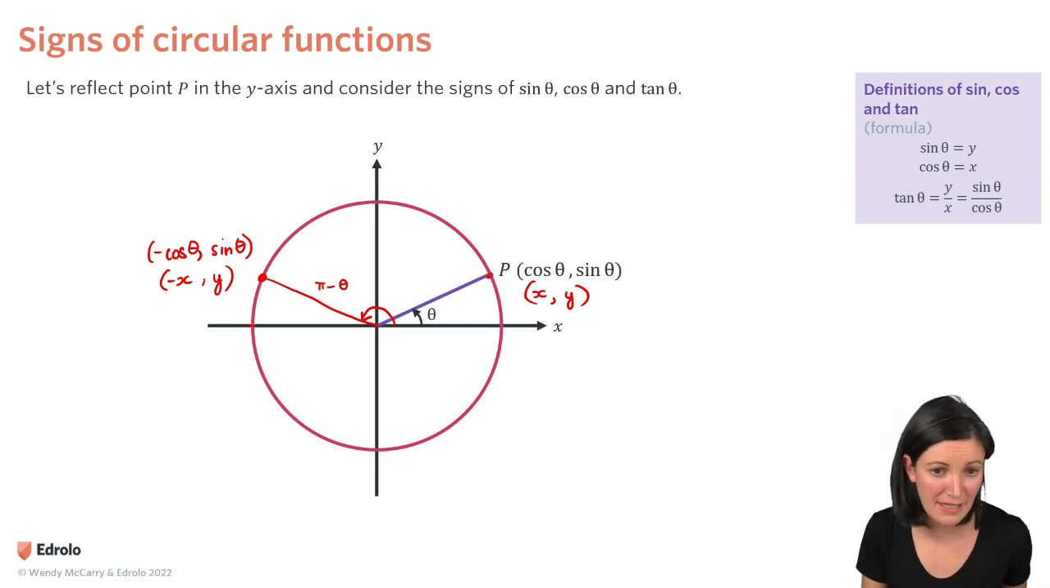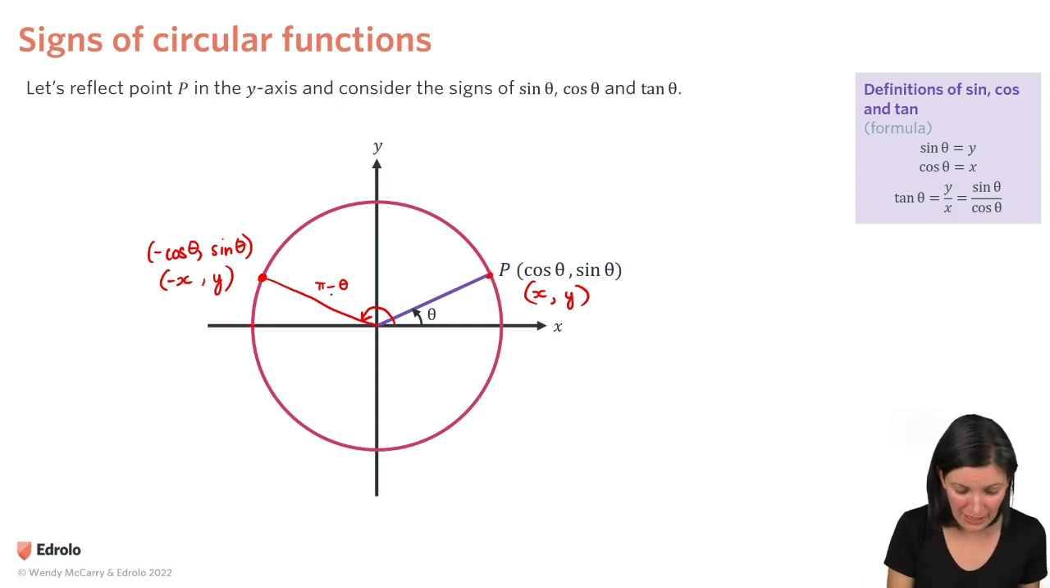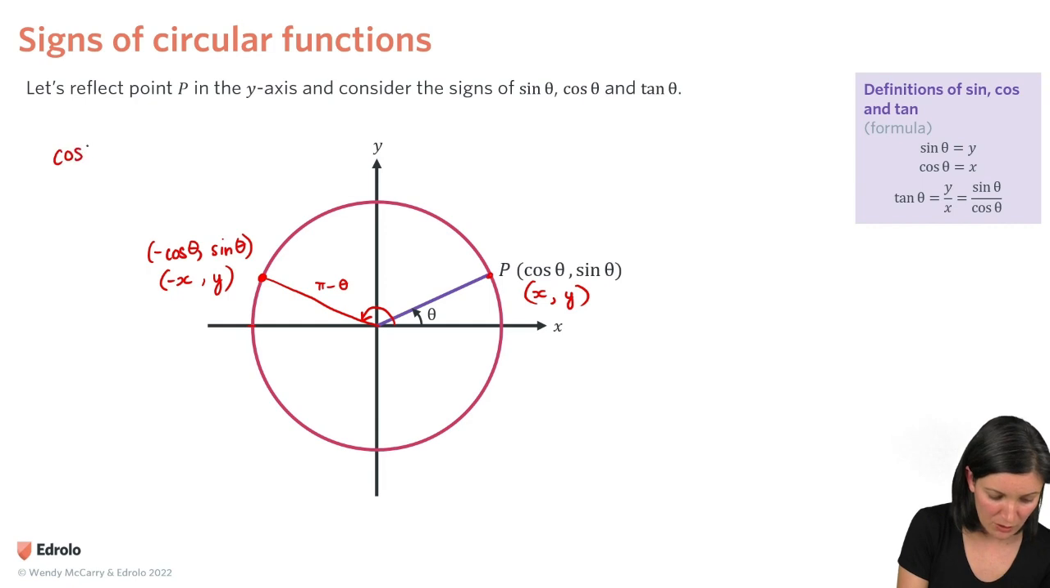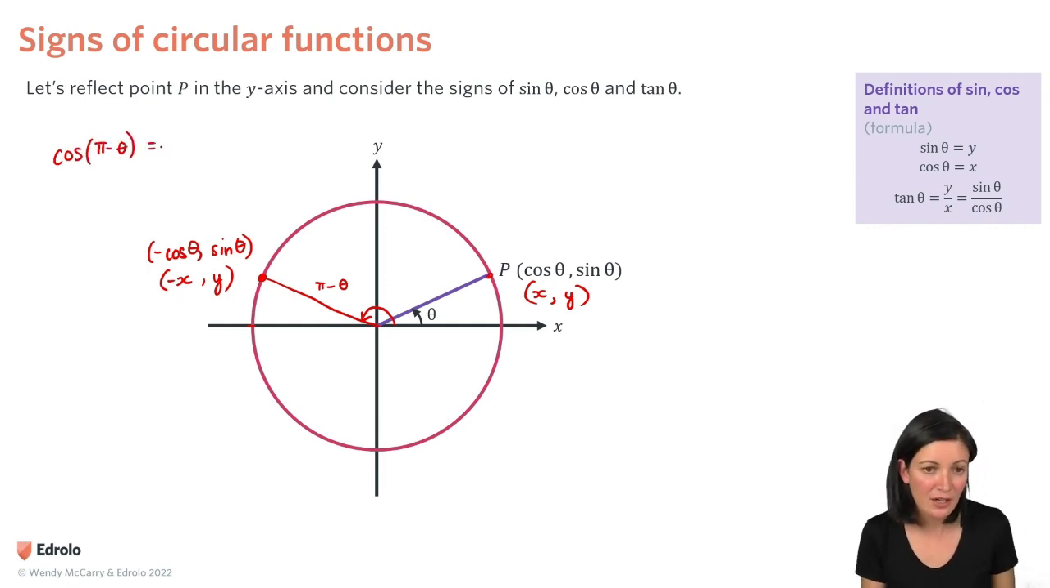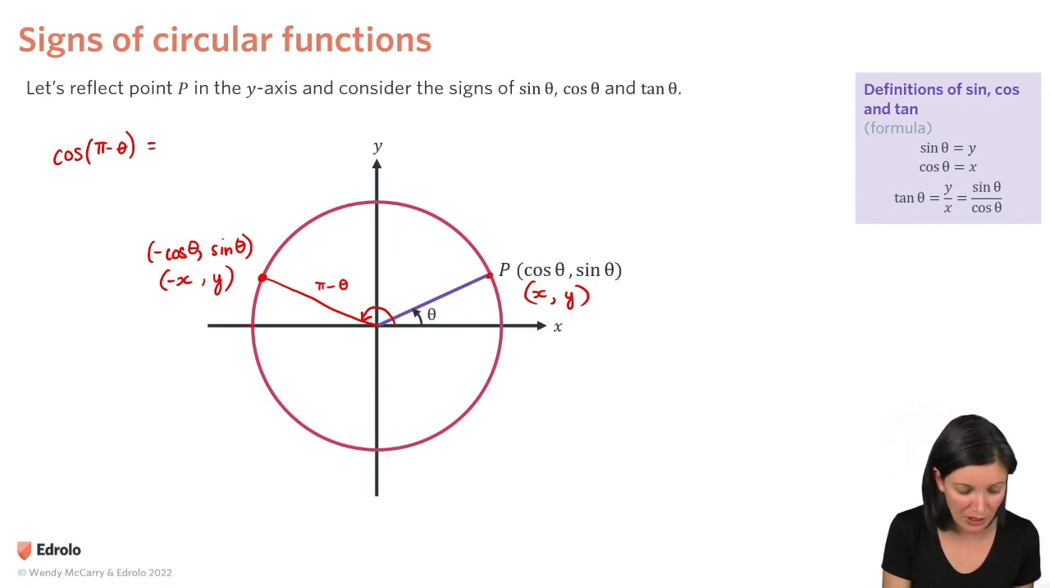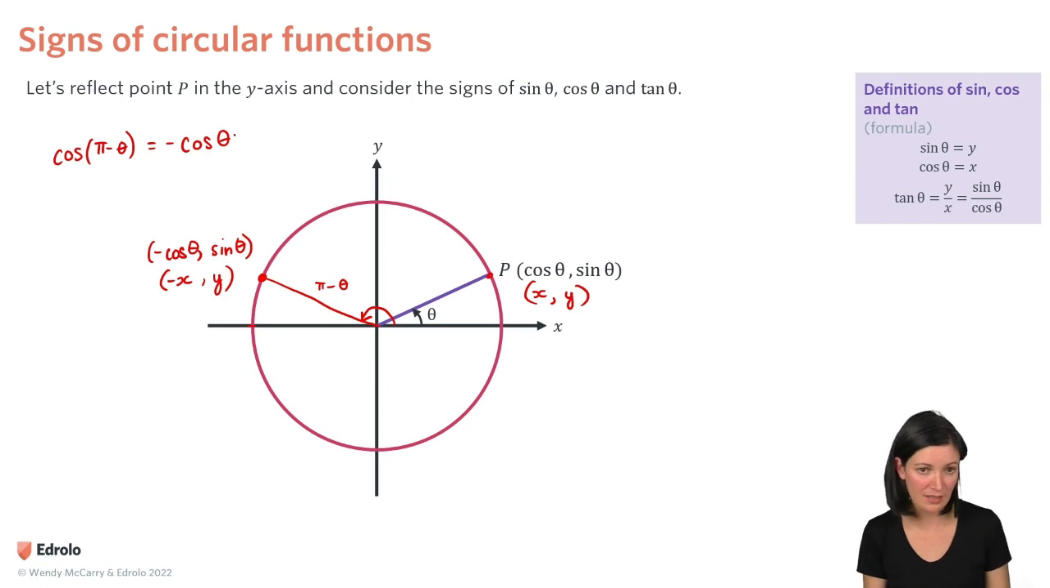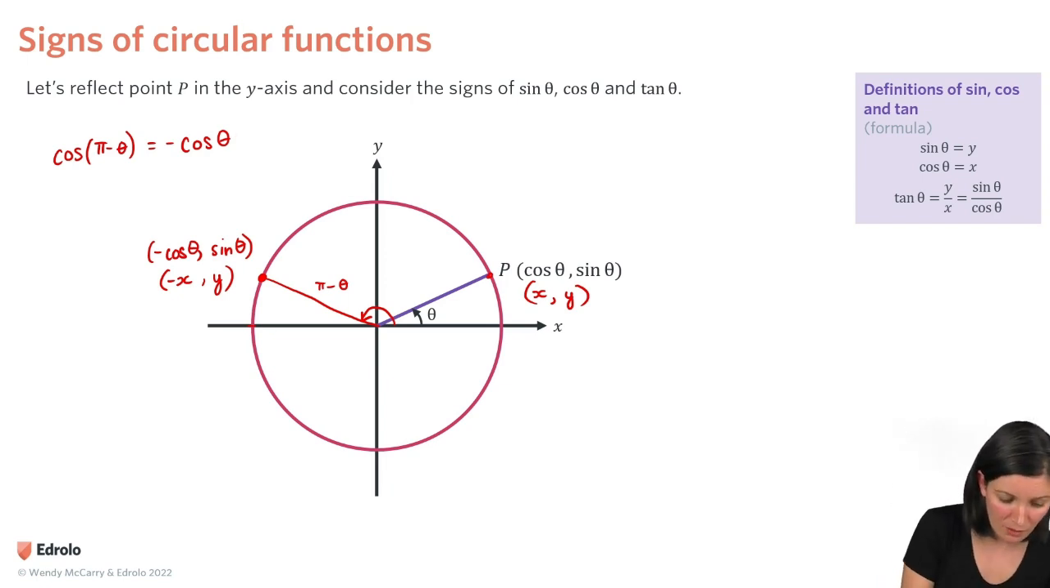Or we could write this another way. Instead of just the negative of cos θ, we could call it the cos of π minus θ. And what we get here is that it's equal to the negative of whatever the cos of θ is.